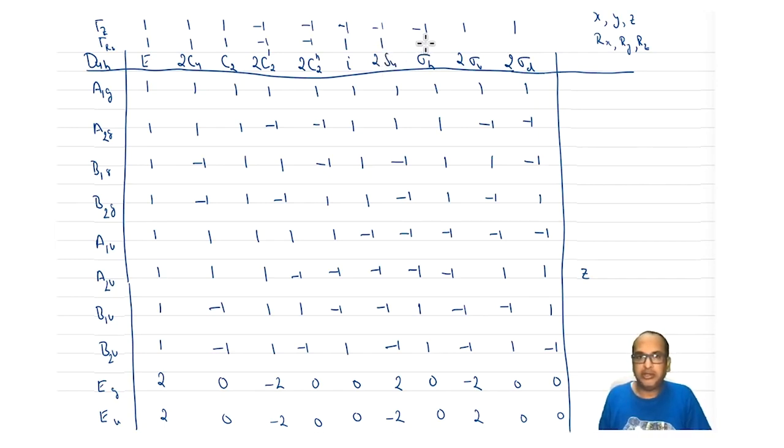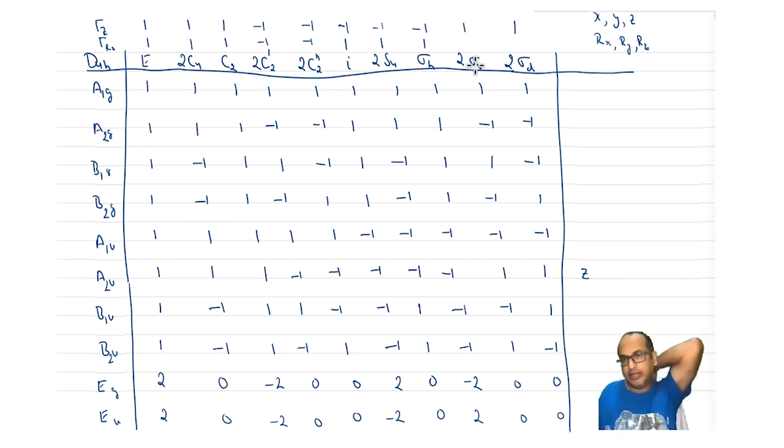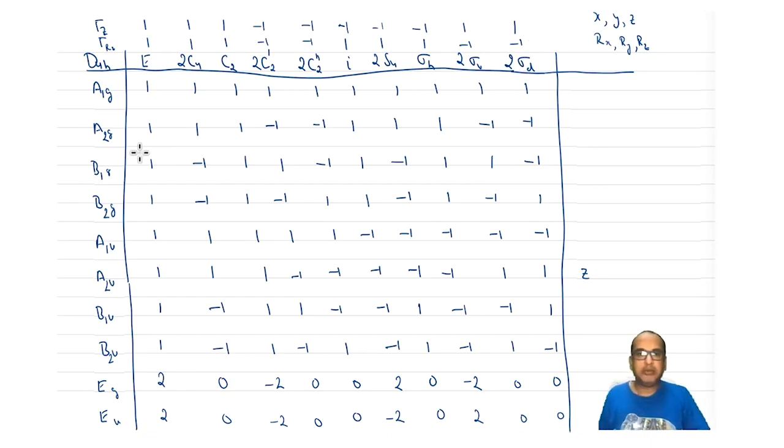For sigma H, this is sigma XY. So in that case, Z will go to +1, RZ will go to +1, right? Then you have sigma V. So sigma V is basically containing the z axis, so that means this will be -1, this will be -1. So this tells me that this is the representation for A2G, okay? So I can say RZ is forming the basis here.